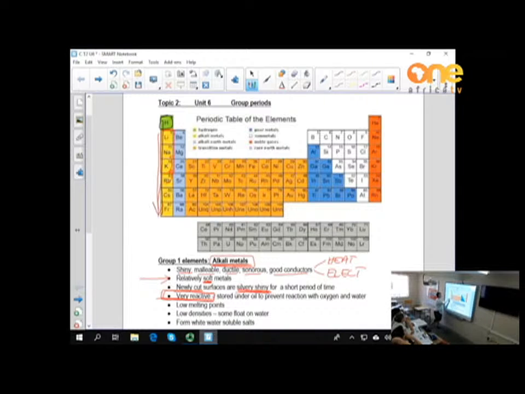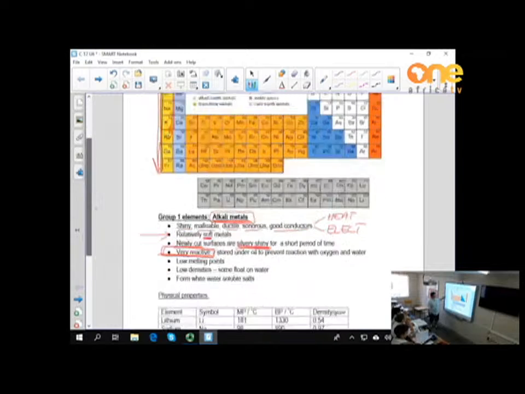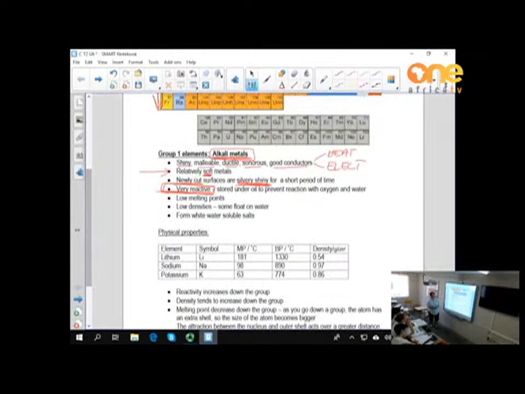We don't keep these out in the open because they become violently reactive. They will be stored in a bottle with an oily liquid, liquid paraffin, ordinary oil, anything that won't evaporate, to prevent contact with oxygen or water vapor. So they are very reactive. They are stored under an oily substance to prevent the reaction with oxygen and water.